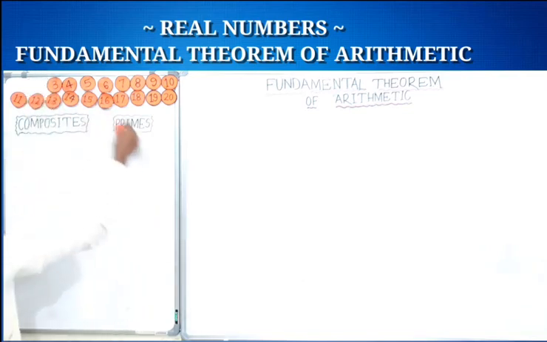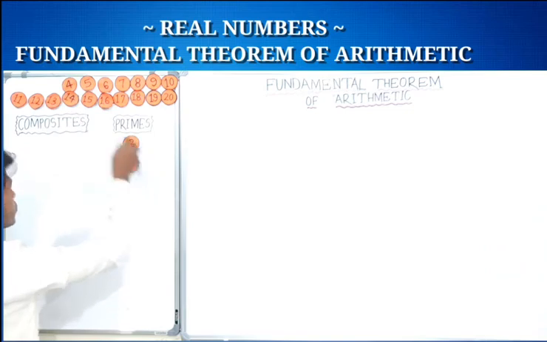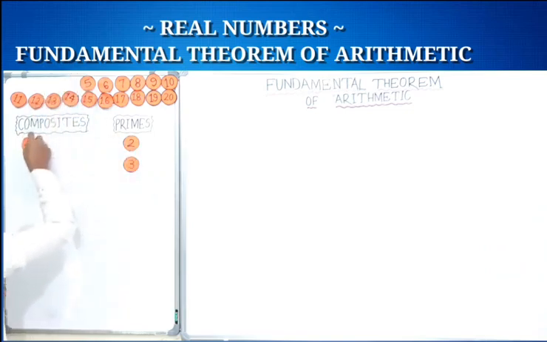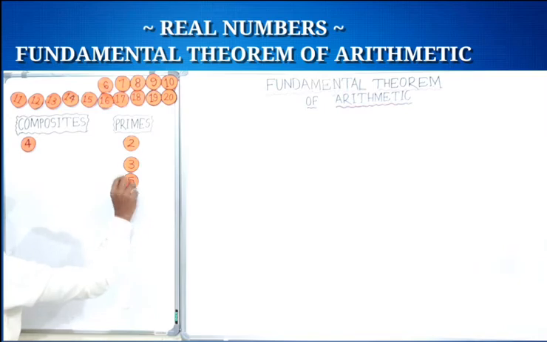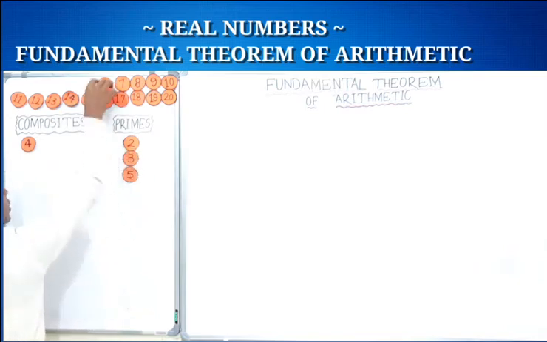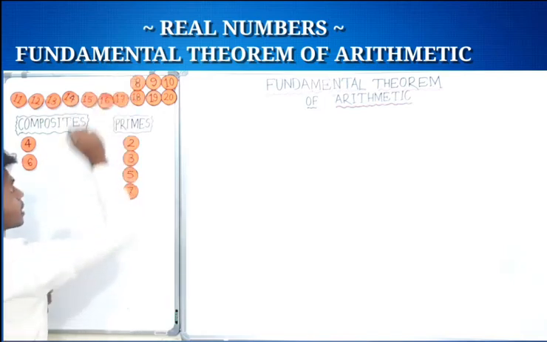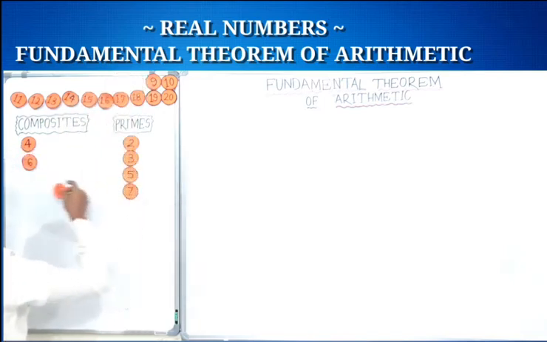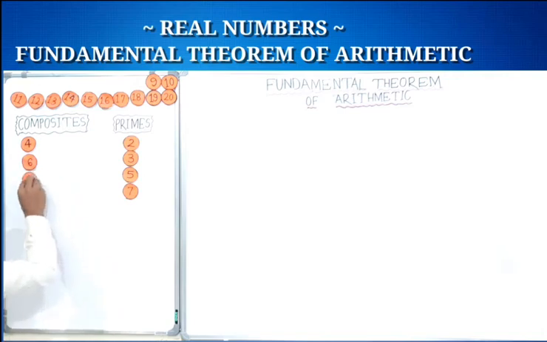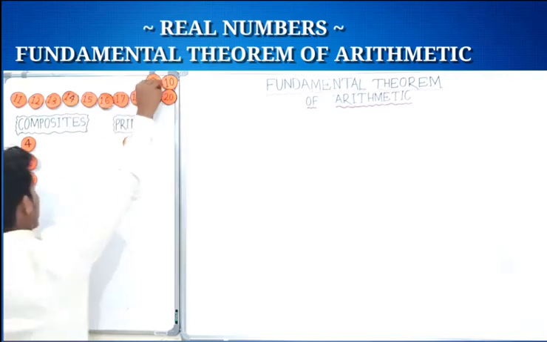Now 2, yes, it is prime because 2 is only divisible by 1 and 2. Similarly 3 is also prime. 4, it has two factors, 1 and 4. With this, it has also another factor, that is 2. 5, it is a prime number. 6, it is divisible by 2, 3 also, so it is composite. 7, it is prime because it has only two factors, 1 and 7. 8, it has 1, 2, 4 and 8, 4 factors, so it is composite.